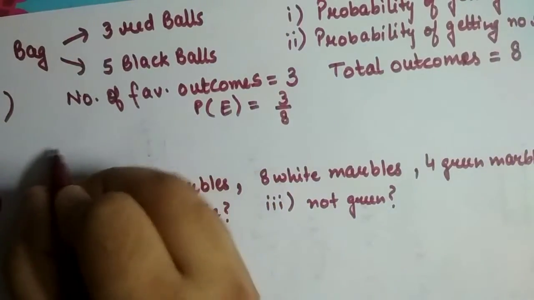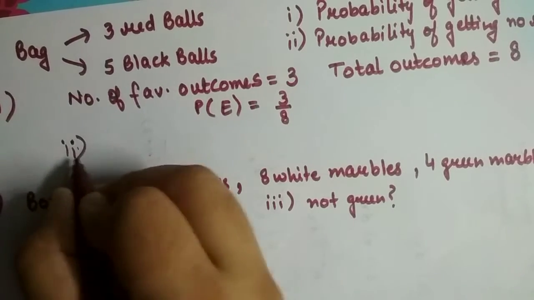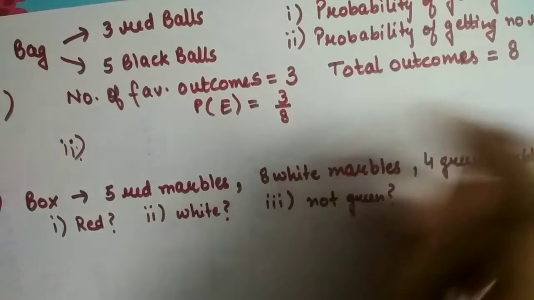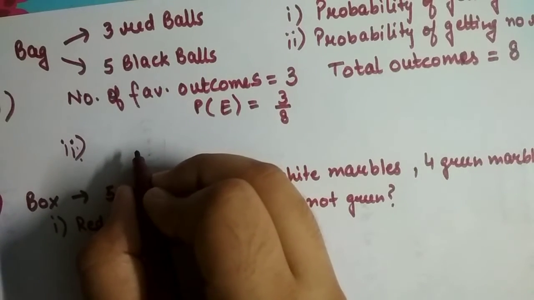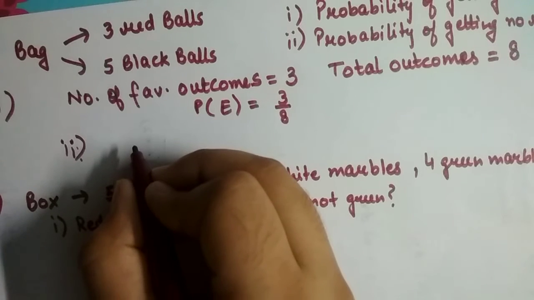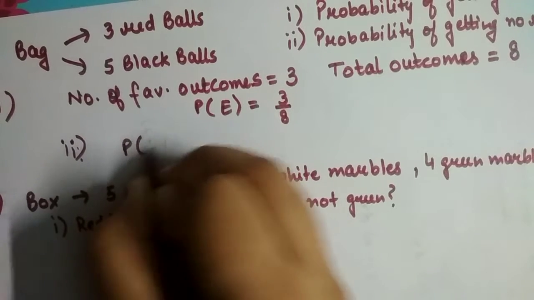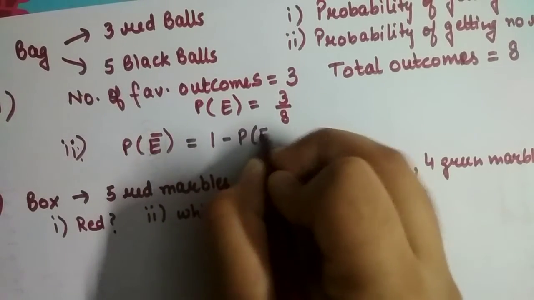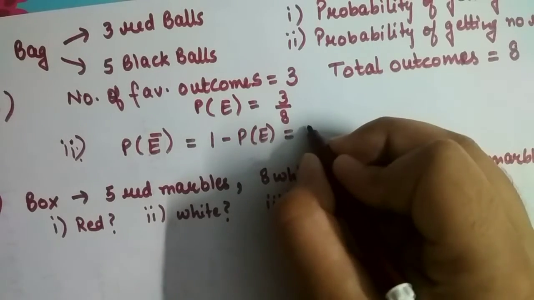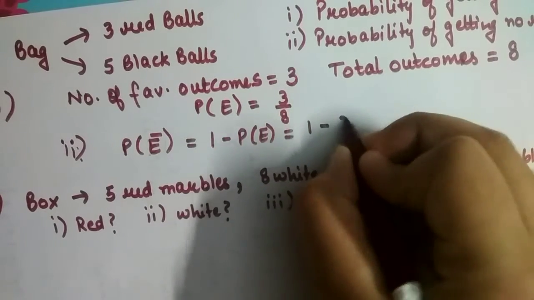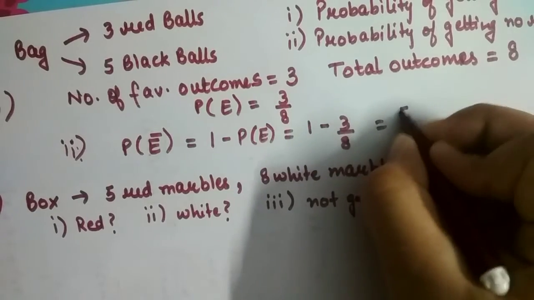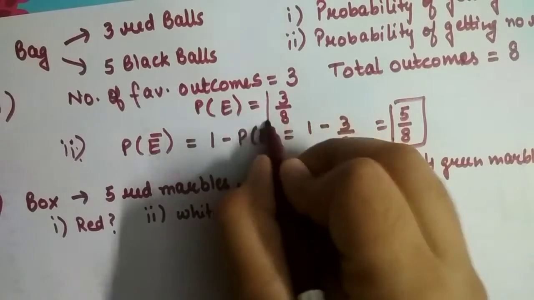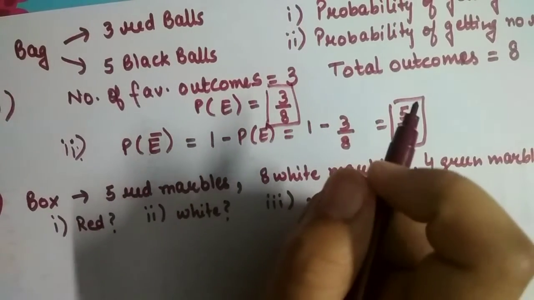And in the second part, they are asking what is the probability of not getting a red ball. Not getting a red ball is the complementary event of getting a red ball. So we need to find P of E bar, that is 1 minus P(E). We know P(E) is 3 by 8, therefore P of E bar is 1 minus 3 by 8, which is 5 by 8. So this is the answer of the second part. This was the answer of the first part.